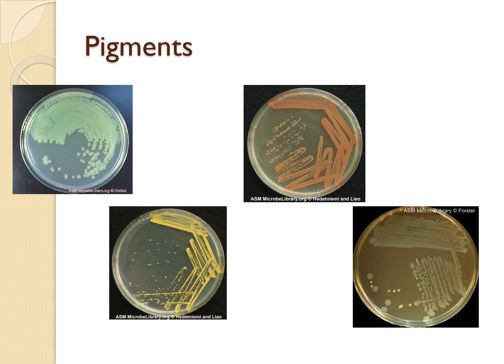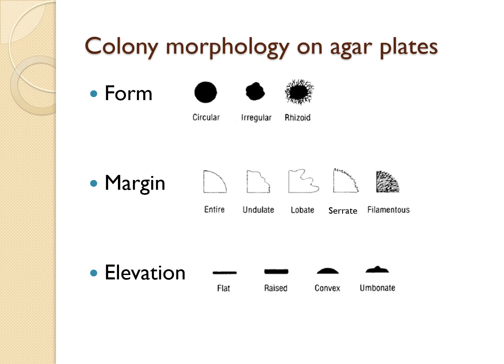And so here it's just showing you some different pigments. Could be green or red or yellow or no pigment at all in the last one. Form is showing you the shape of the colony. Sometimes they're circular, sometimes they're just kind of irregular. Sometimes they look like they've got something growing out of the side of them. That's what they call rhizoid.